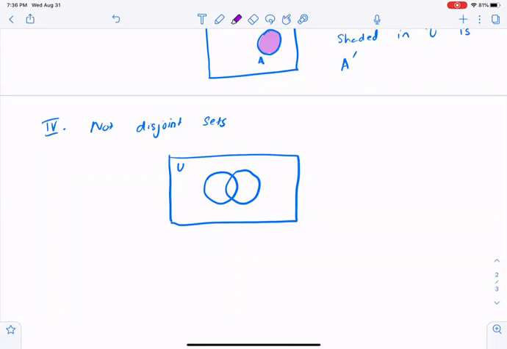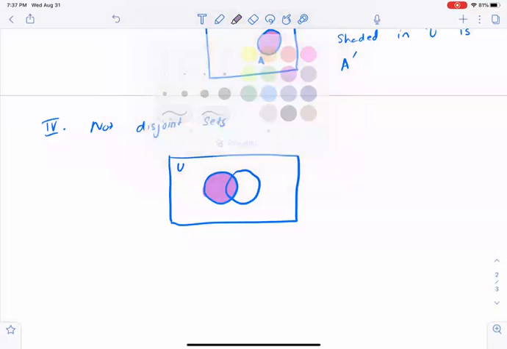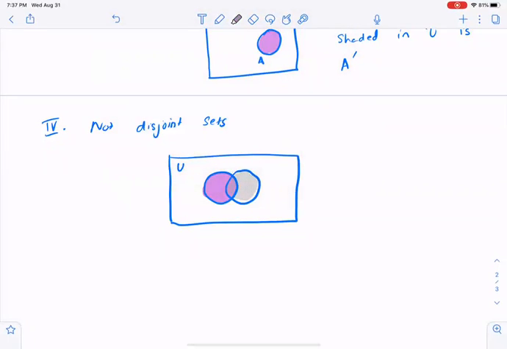So here are two sets that are not disjoint. I've got the set A, set B, and there is the middle part that is common to both. So clearly the sets are joined. So the sets A and B are not disjoint sets.